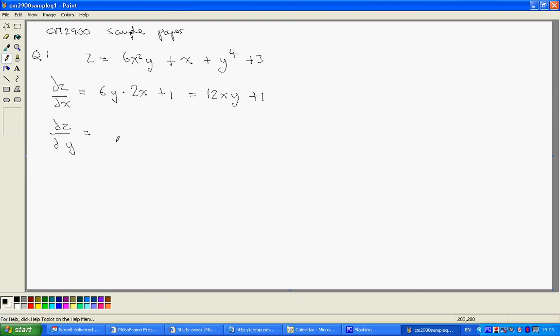Then partial dz by dy. It's now y that's the variable. So here 6x squared y should be read as constant 6x squared times y. Derivative of a constant times y is just the constant, so 6x squared there.